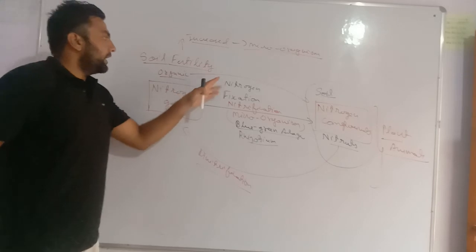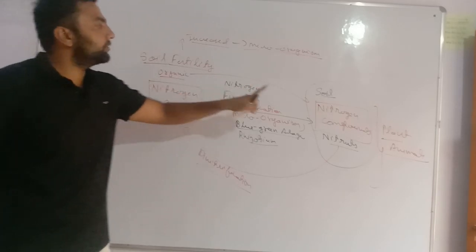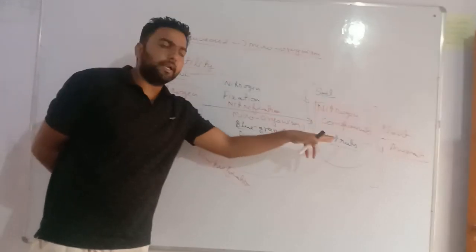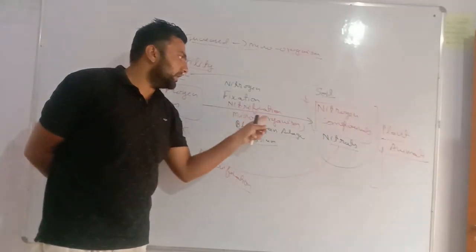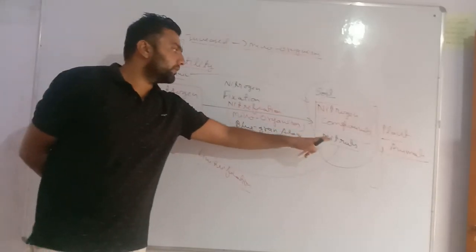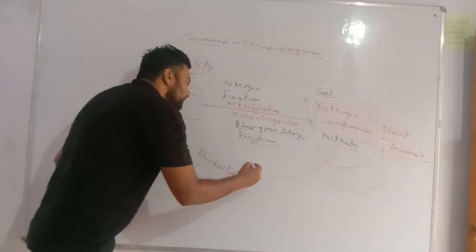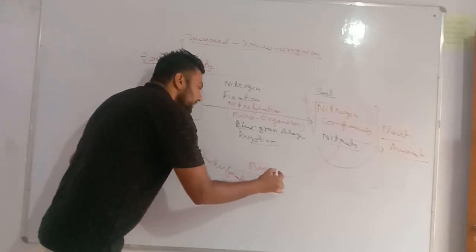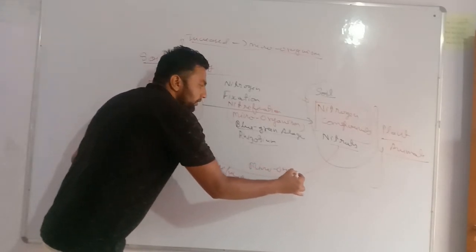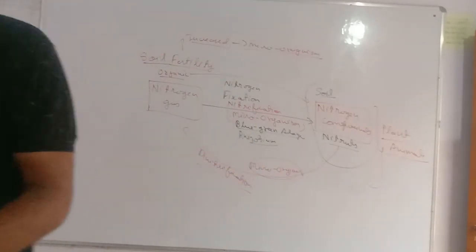And this is the process of nitrogen fixation or nitrification, that is, conversion of nitrogen gas into nitrogen compounds called nitrates. This process is nitrification. The reverse of this is known as denitrification, that is, conversion of nitrates into nitrogen gas. Even this is also done by microorganisms. See, my dear students, microorganisms are doing both nitrification and denitrification.